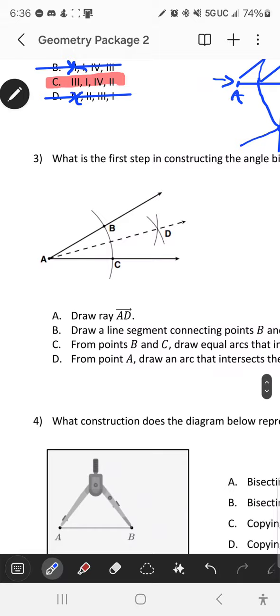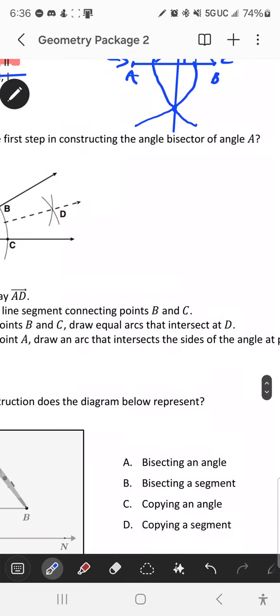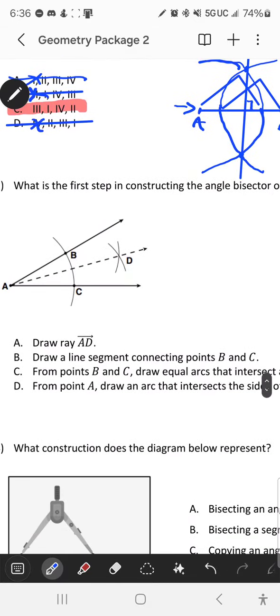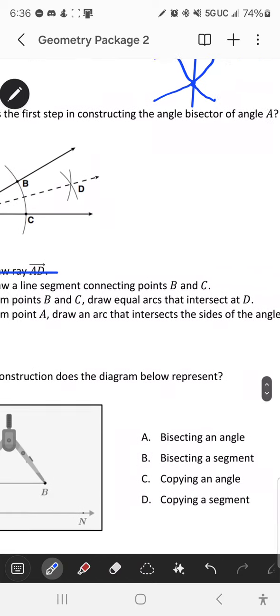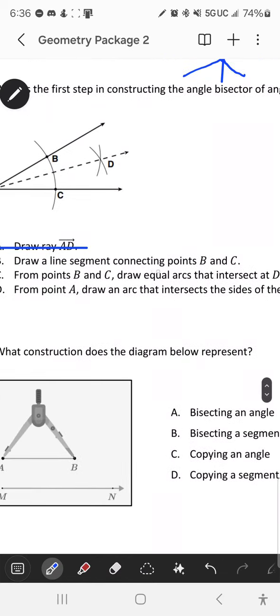Let's see. 3. What is the first step to construct the angle bisector of angle A? Okay. First, it's not drawing the ray AD, because the ray AD is the angle bisector. So this is not the first step. Now, draw a line segment connecting points B and C.